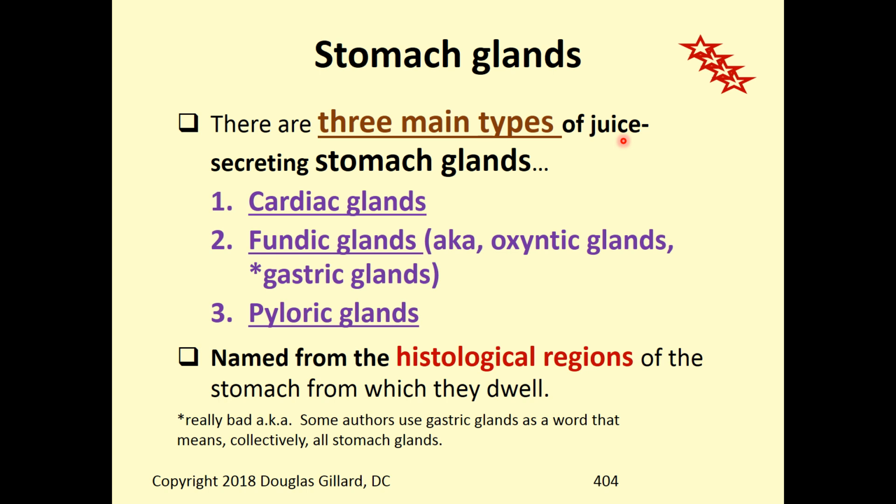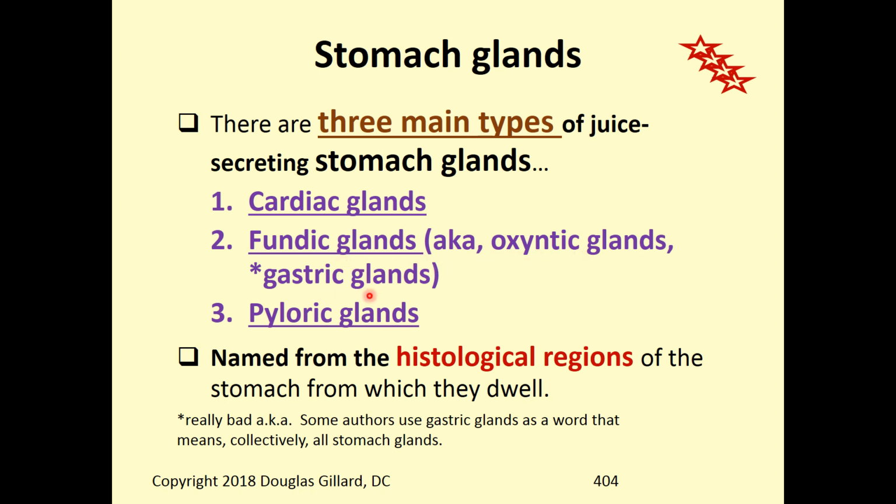But there are three main types of stomach glands: cardiac glands, fundic glands, and pyloric glands. A very strong AKA for fundic is oxyntic glands. I probably should call it that, since Guyton uses oxyntic glands. Some other medical texts use fundic glands, so they're the same.